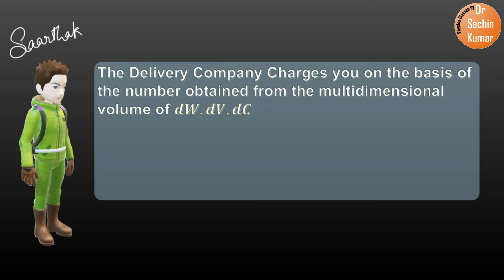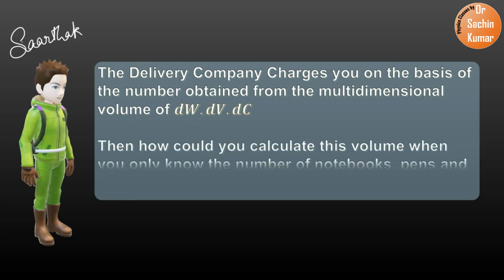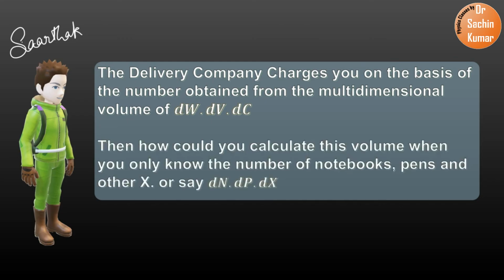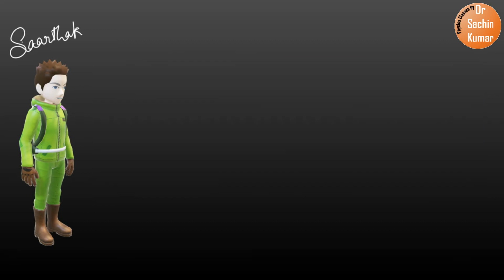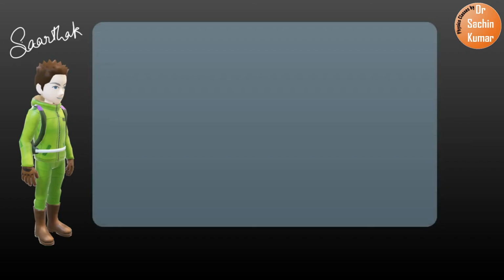So you know this multi-dimensional volume, but consider this is your regular job and you do this every day, but you don't want to calculate its weight, volume and cost whenever you send this to somebody. Then you need another formula through which, just by knowing the number of notebooks, pens and X items, you can calculate this quantity. So overall you need a multi-dimensional volume in a different space. So how could you change this quantity?